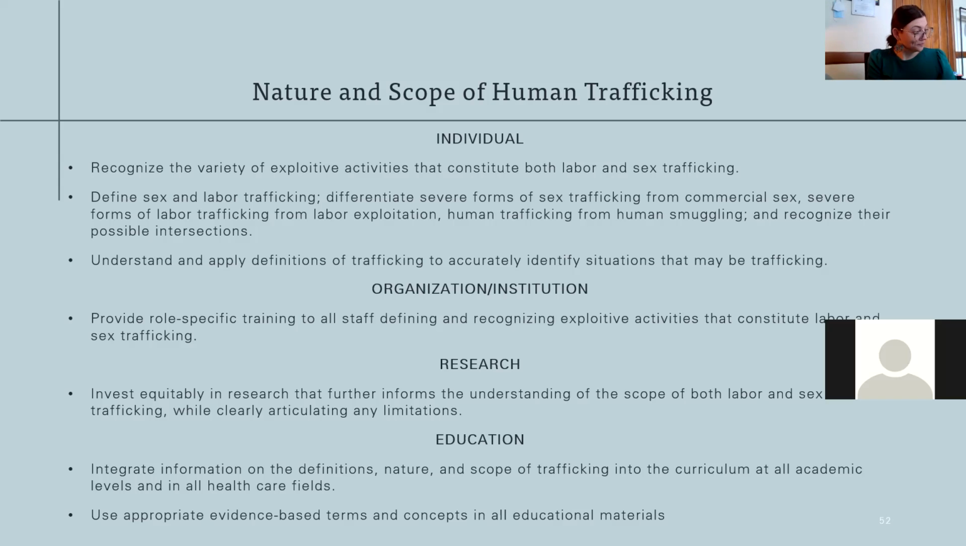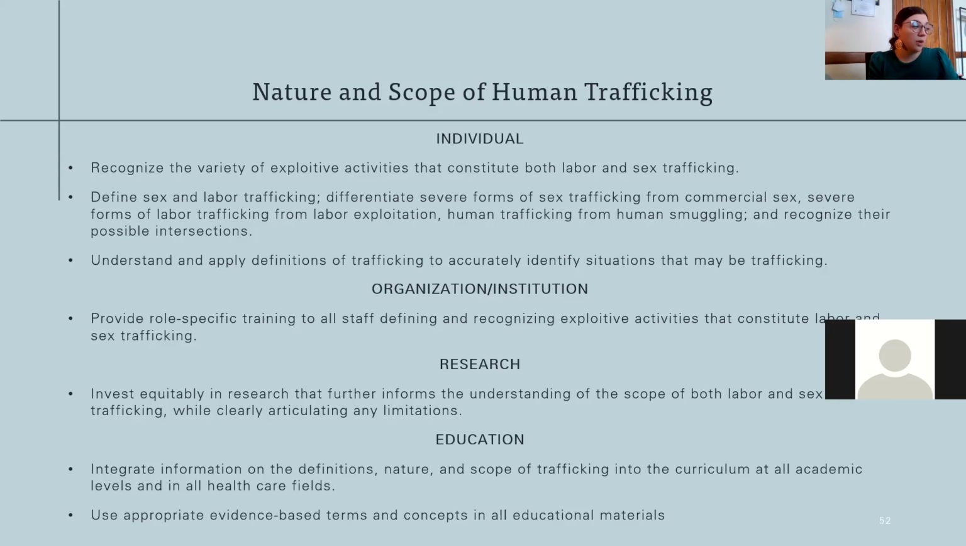Organizational and institutional: providing role-specific training to all staff and defining and recognizing exploitive activities that constitute labor and sex trafficking. So somebody in charge, let's say a phlebotomist, might have a different role in identifying and recognizing trafficking than a primary care physician, right? Different relationship to the patient. Somebody is there for a couple minutes to take their blood. Somebody else sees them every year for their annual exam, and anytime something else happens that they go to the doctor for, right? They have a better ability to establish rapport with somebody than somebody in a position that might only be in and out for a couple minutes.